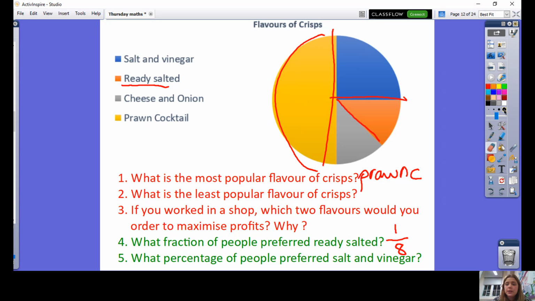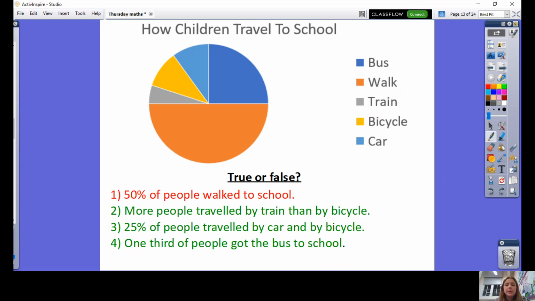The next question asked you, what percentage of people preferred salt and vinegar? Find salt and vinegar on the pie. Here it is. I can see that's 1/4. So you needed to decide as a percent, what percent is that? 1/4 is 25%.